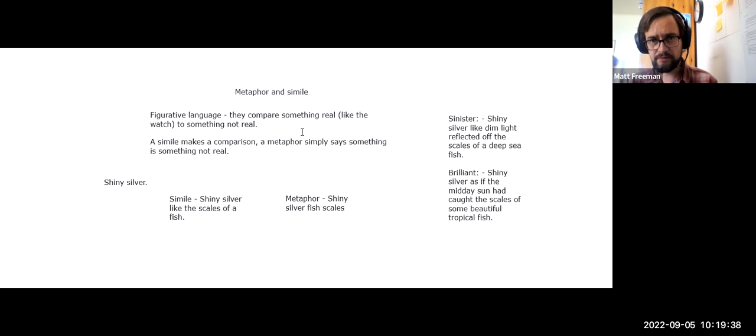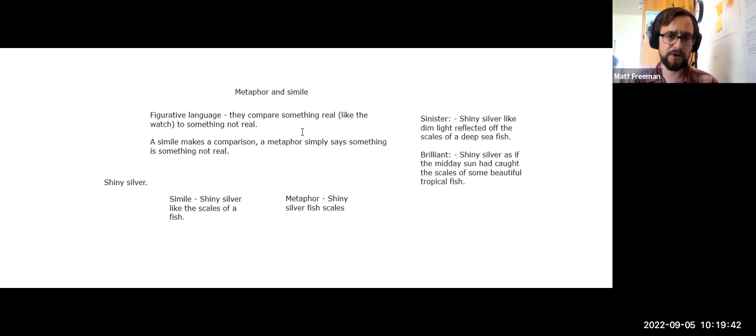So if you can see here, just on the right, just by changing some of those words around, by bulking out those similes I'm making, comparing the color of this watch to fish scales, I've created quite a sinister simile here. So if I wanted to create a sinister atmosphere, I might say shiny silver like the dim light reflected off the scales of a deep sea fish. But if I wanted to create a really light, brilliant atmosphere, I might say shiny silver, as if the midday sun had caught the scales of some beautiful tropical fish.